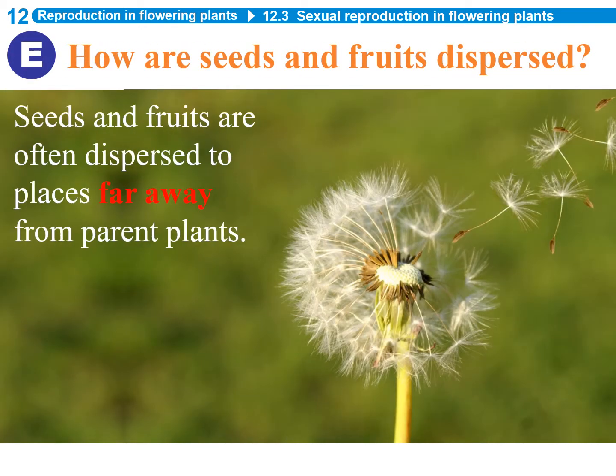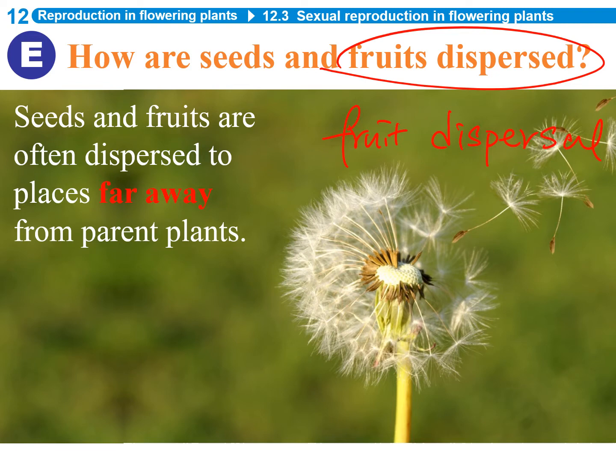Hello, boys and girls. So this is lesson 3 about how the seed and fruit will be dispersed, going far away from the parent plant. We call this fruit dispersal. So for the seed and fruit, they will not stay on the plants forever. They will try to go away from the parent plant.